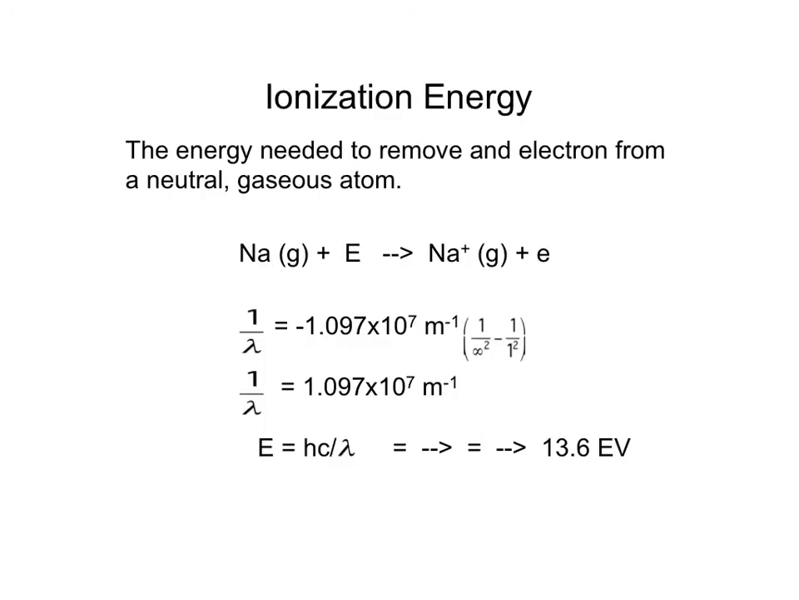All right, then the last topic here is the ionization energy. And this is the energy needed to remove an electron from a neutral gaseous atom. So it's gas phase, it's neutral. You want to irradiate it with some kind of light or some kind of energy. And the question is, how much energy do you need to actually remove the electron and make sodium plus, and you have the electron. And I mentioned this when I was talking about the Rydberg equation before.